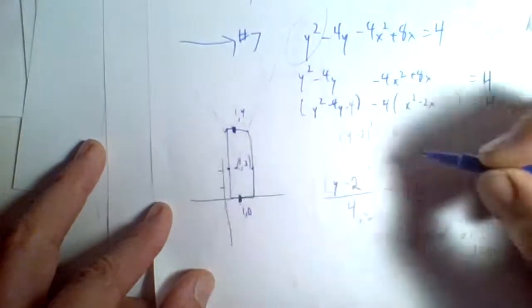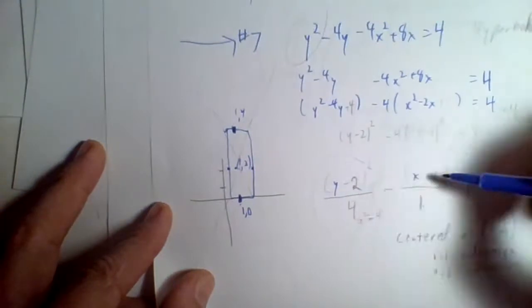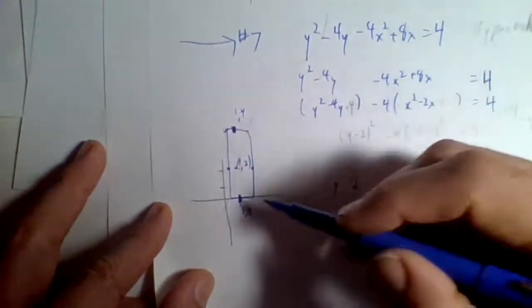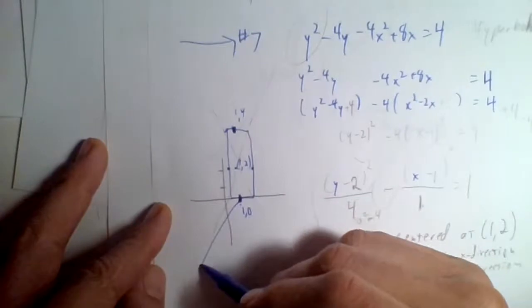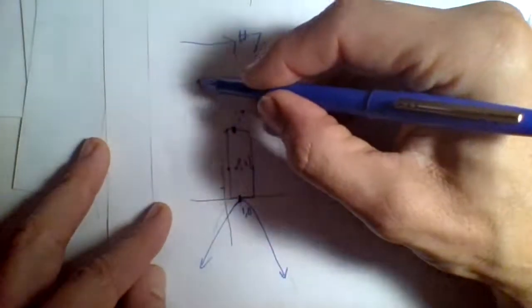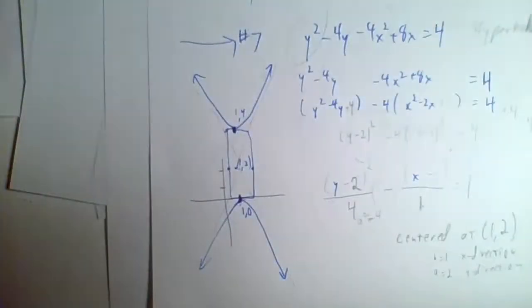That's 1, 0. When y is 0, you get 1 here. X is 1. You get 1 minus 0 equals 1. This actually works on the graph. And so does 1, 4. Those are the points actually on the graph. So it's a vertical hyperbola following those diagonal asymptotes.